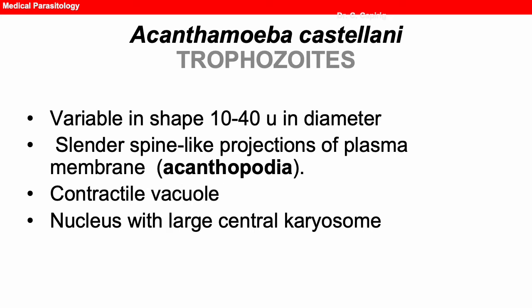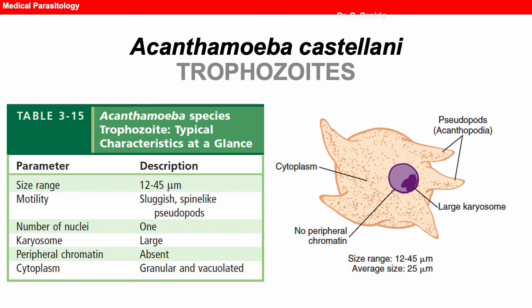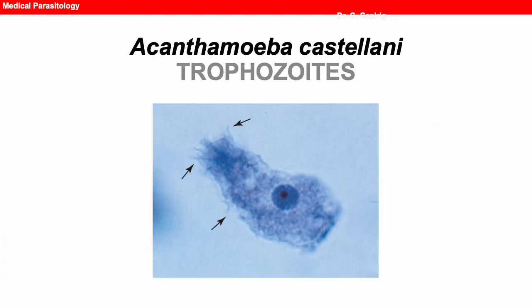The trophozoites of these parasites are variable in shape. They measure around 10 to 40 microns in diameter. They have these structures called acanthopodia, which are slender, spine-like projections of the plasma membrane. They contain a contractile vacuole and a nucleus with a large central karyosome. This is the typical characteristic of the Acanthamoeba trophozoites. And here you see the acanthopodia. It's a better illustration of the acanthopodia. These are the spine-like projections of the plasma membrane. That is one characteristic of the trophozoites of Acanthamoeba castellani.